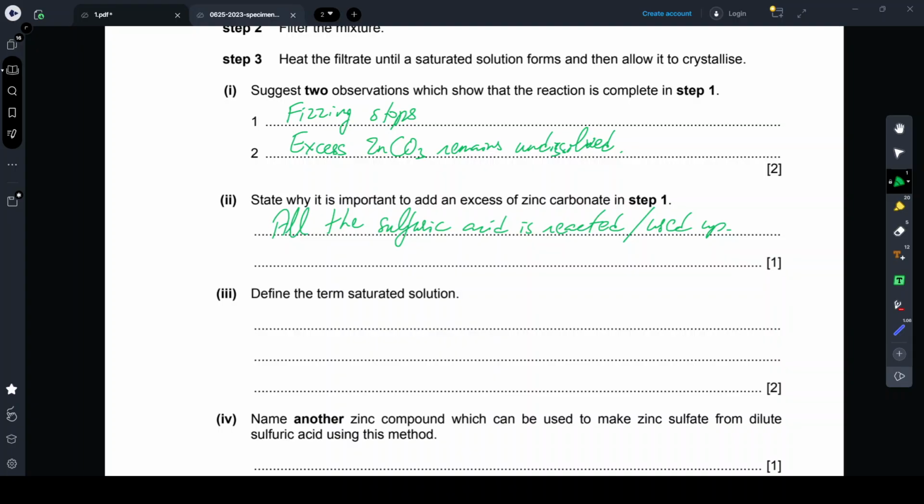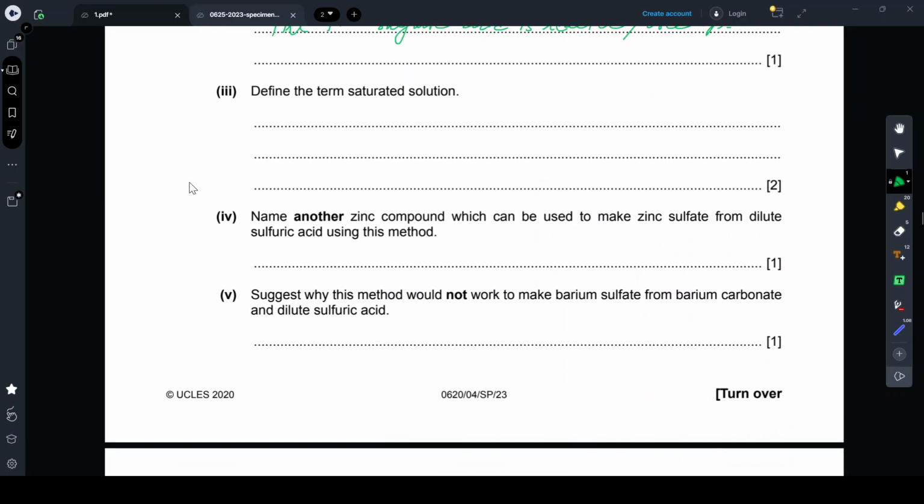Alright, define the term saturated solution. It means that a saturated solution is a solution in which no more solute can be dissolved in the solvent at a specific temperature. You've been revising. Sorry? You've been revising. Yeah, I mean, I can't take risks. You shouldn't, and this is good.